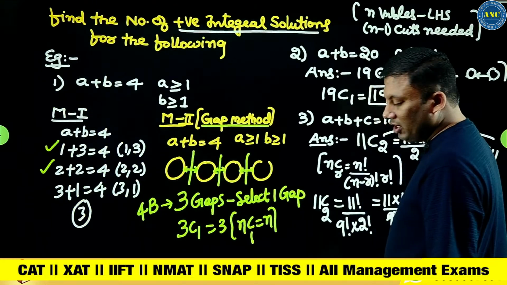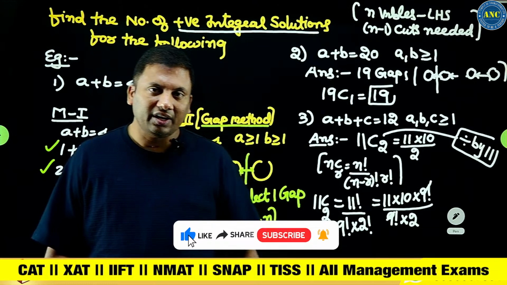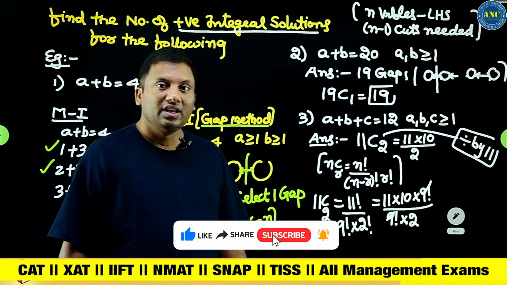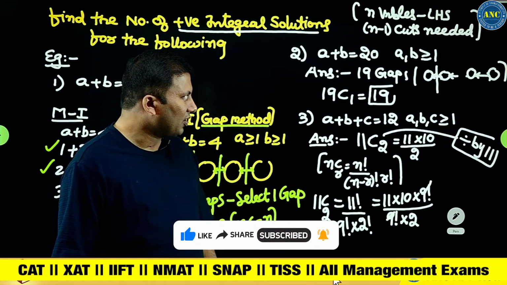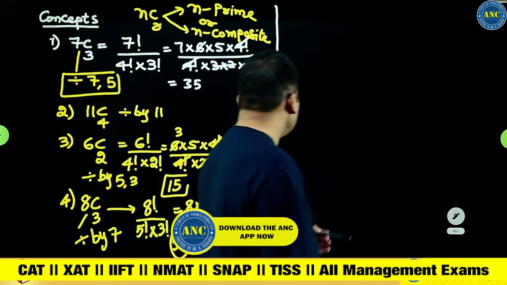I hope these 3 problems are clear to you. If there are n variables in the left hand side, n minus 1 cuts are required. We are discussing positive integral solutions. 4th question.